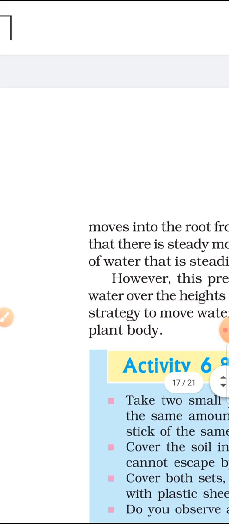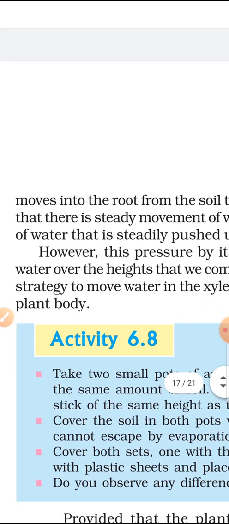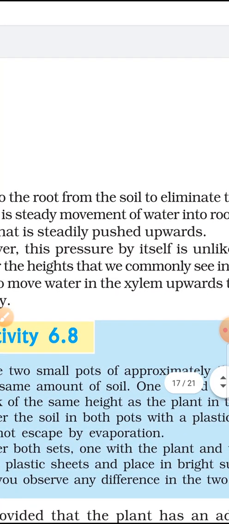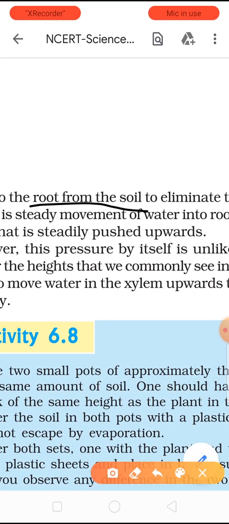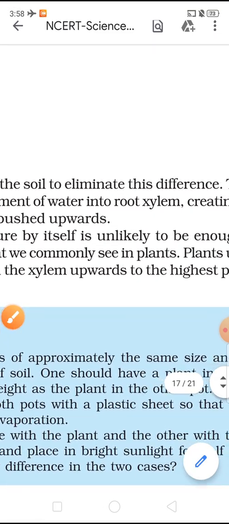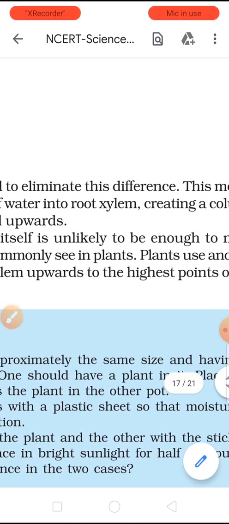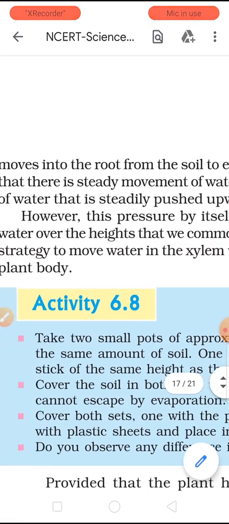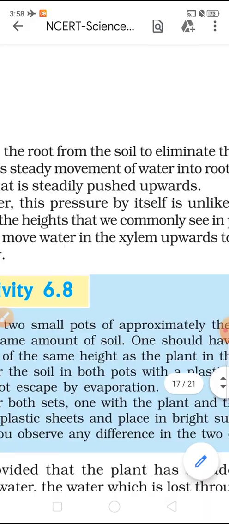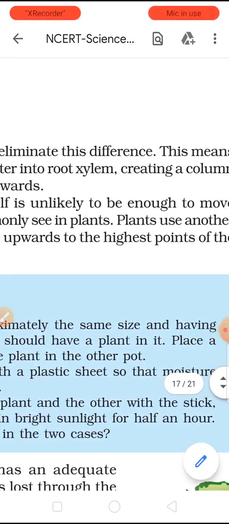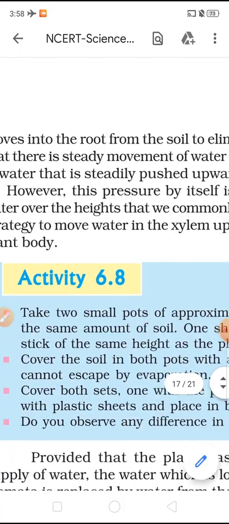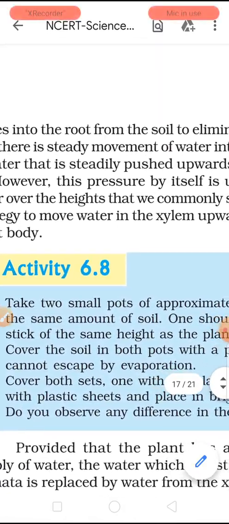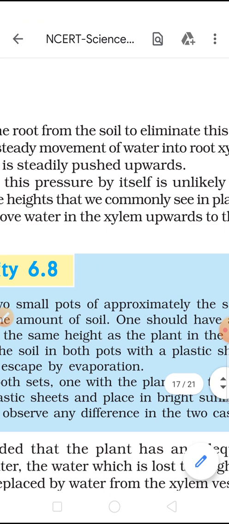Water therefore moves into the root from the soil to eliminate this difference. As the concentration is different, along with the ions the water is also moving. This means that there is a steady movement of water into the root xylem, creating a column of water that is steadily pushed upward.